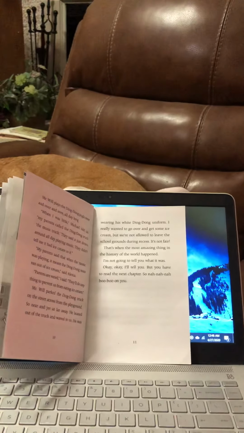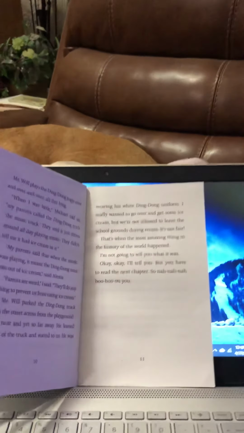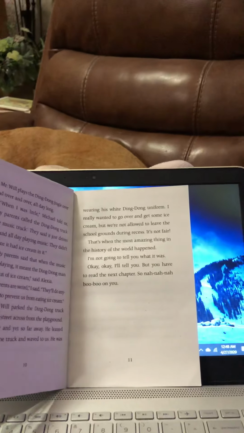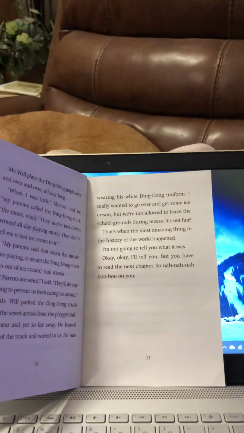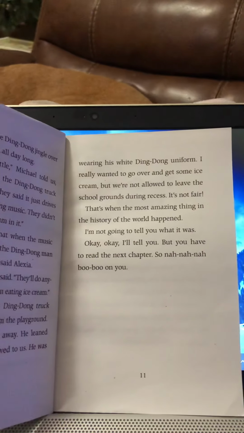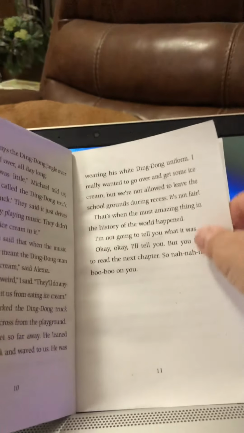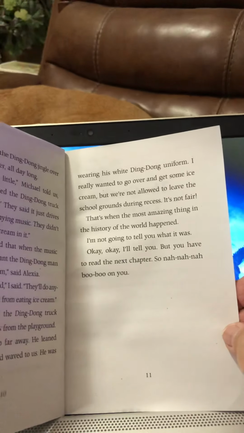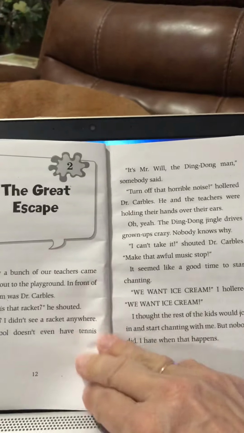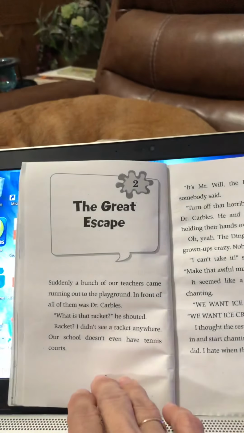His name is Mr. Wills. And if you remember, right at the end of the chapter, they were all looking at Mr. Wills across the street from their playground. And AJ said, "That's when the most amazing thing in the history of the world happened." He said he wasn't going to tell us, but then he decided he would. But we would have to read the next chapter. That's what I'm going to do. I'm going to read chapter 2, The Great Escape.